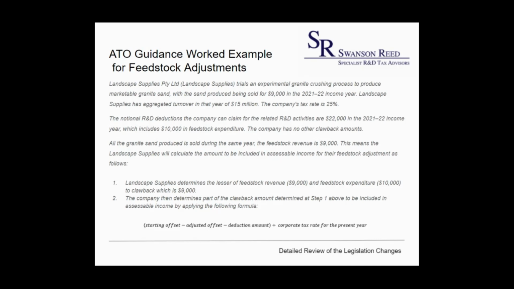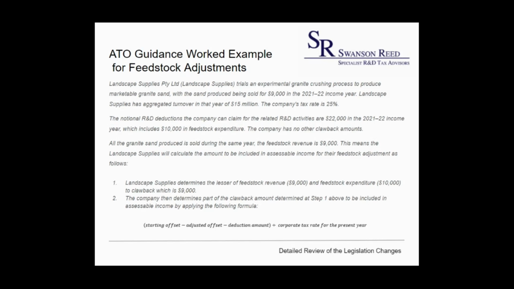The notional R&D deductions that the company can claim for its R&D activities are $22,000 in the FY22 year, and this includes $10,000 of feedstock expenditure. The company has no other clawback amounts. All the granite sand produced is sold during the same year, and the feedstock revenue is $9,000.